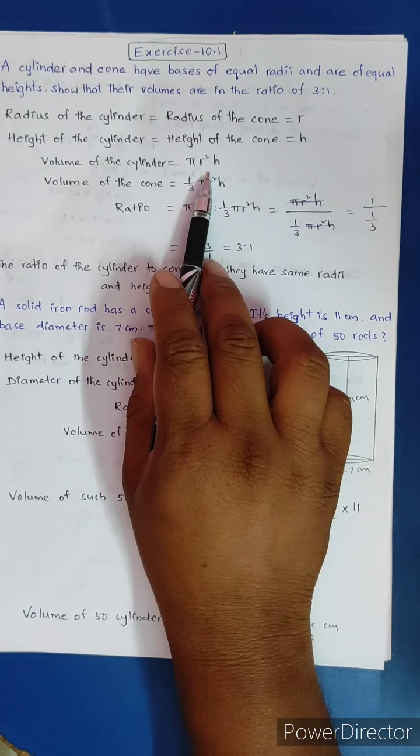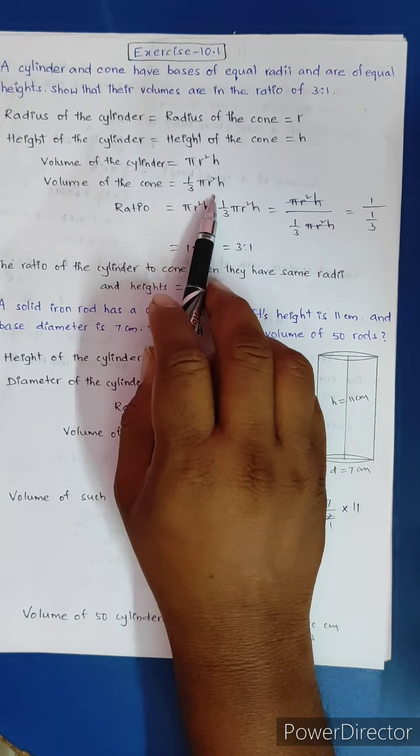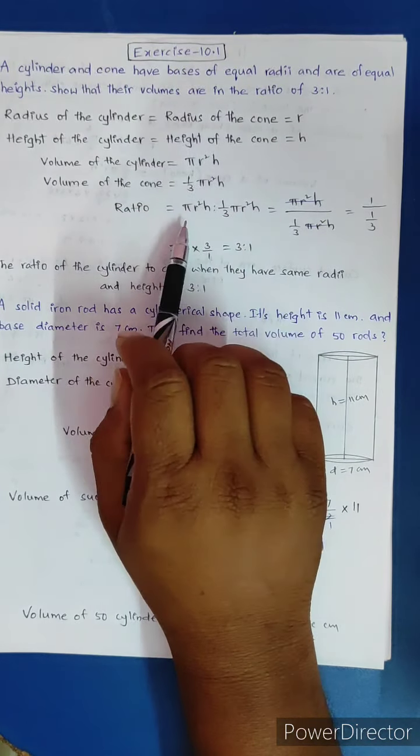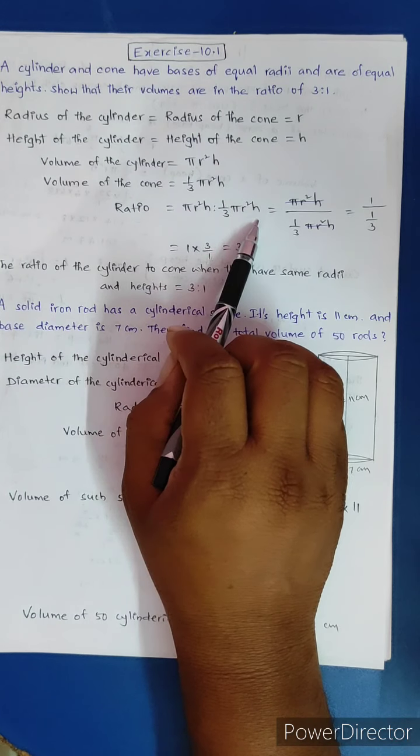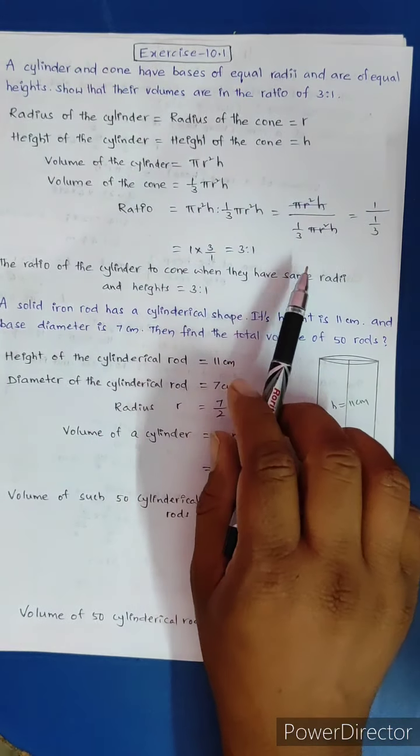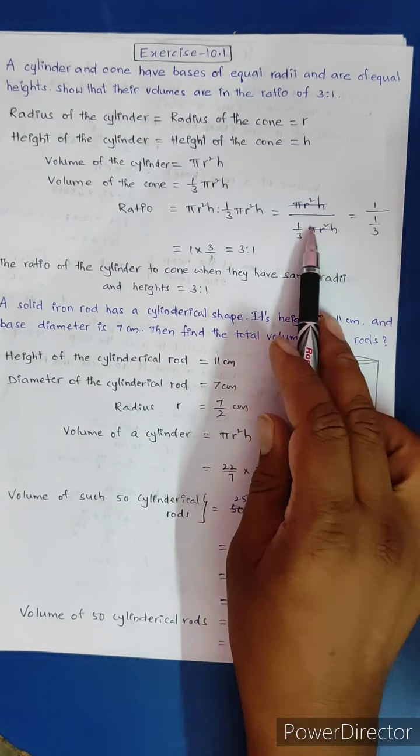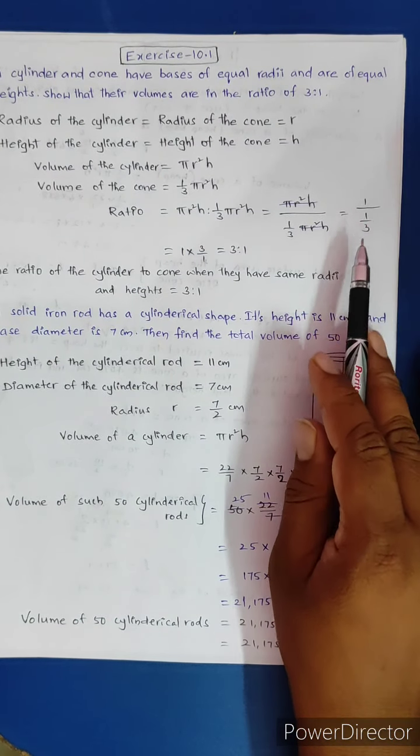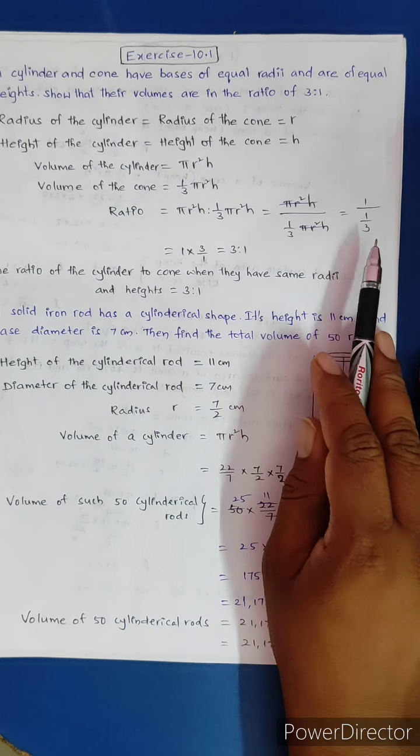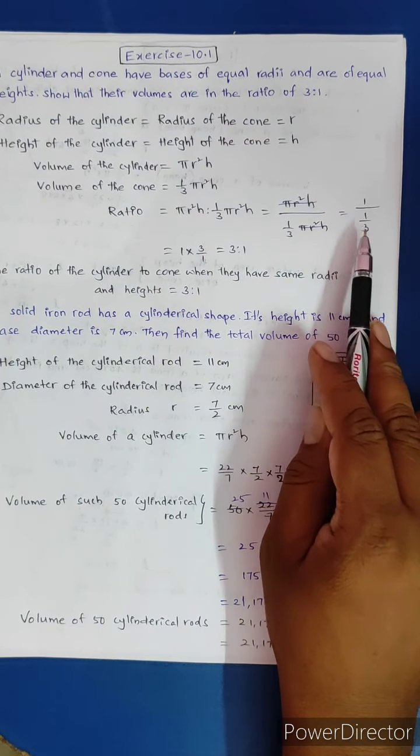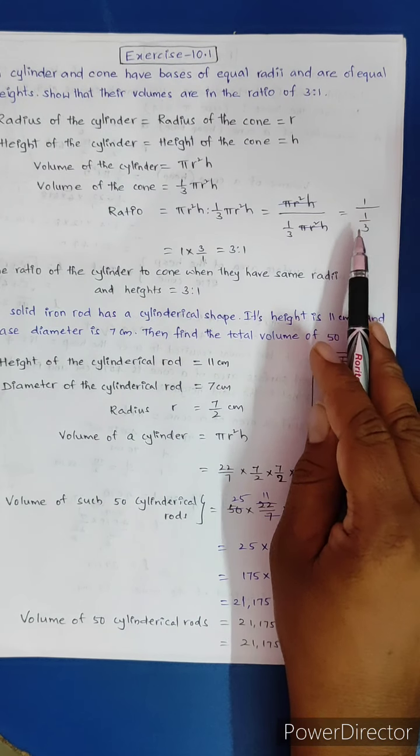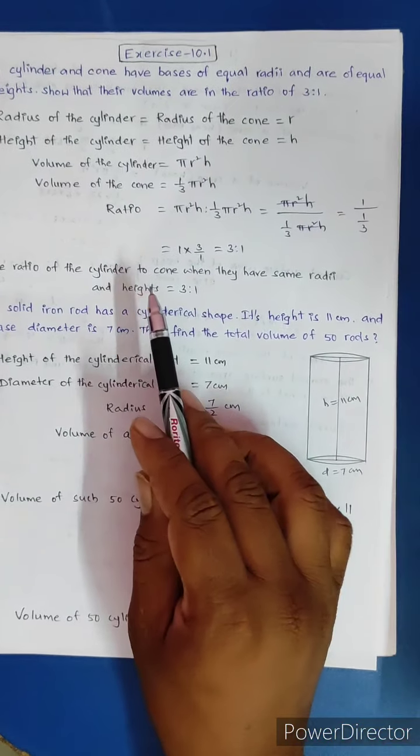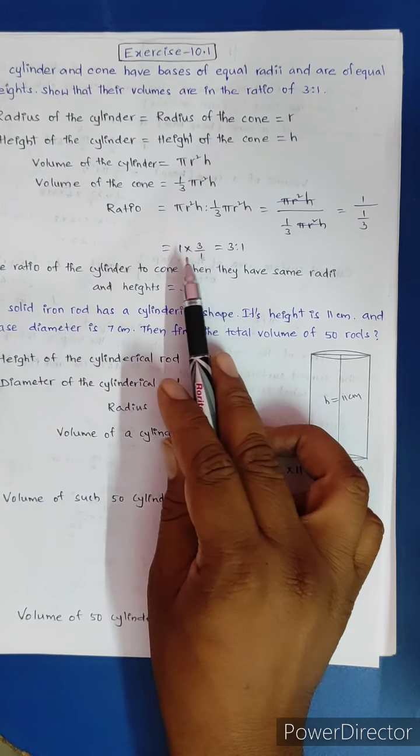Volume of the cylinder is pi r square h. Volume of the cone is 1/3 pi r square h. Their ratio, cylinder to cone, is pi r square h to 1/3 pi r square h. Pi r square h in the numerator and 1/3 pi r square h in the denominator get cancelled. Now the numerator is 1 and the denominator is 1/3. Wherever there is a fraction in the denominator place, write its reciprocal in the numerator place. 1 into 3/1 is equal to 1 into 3.